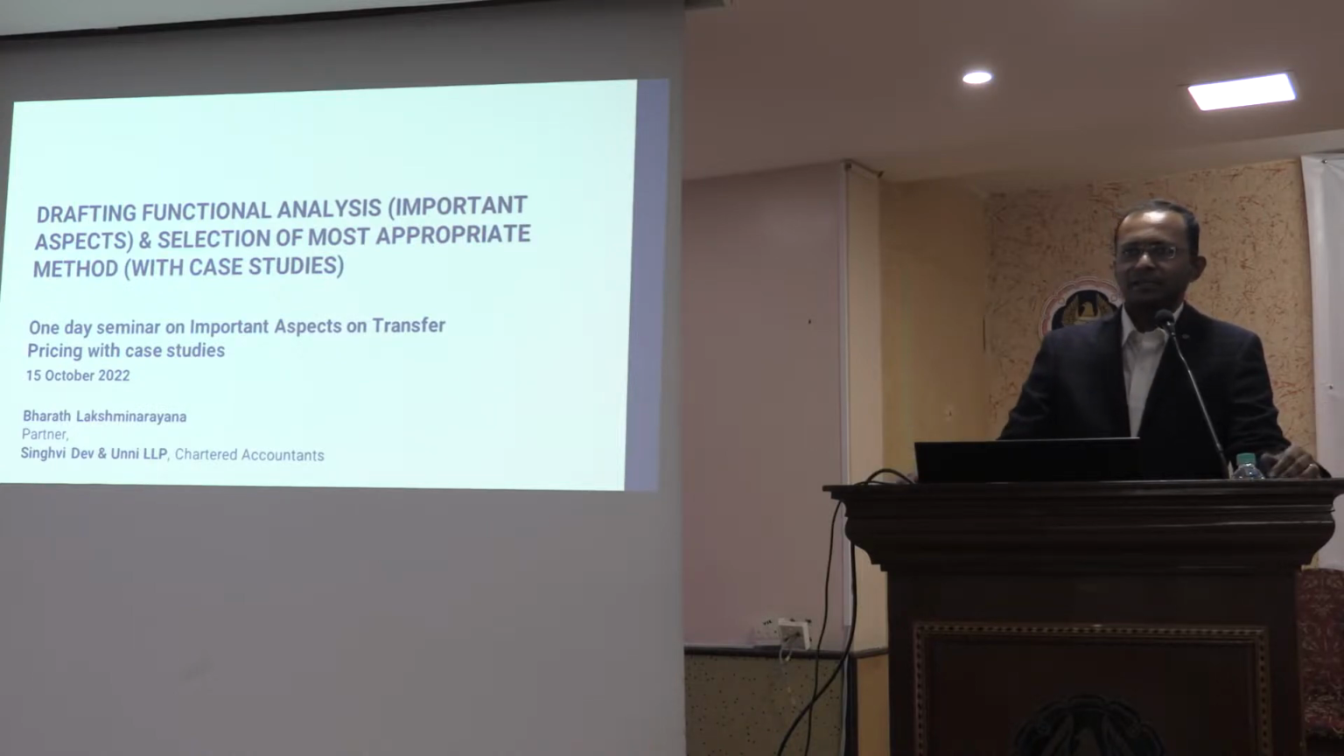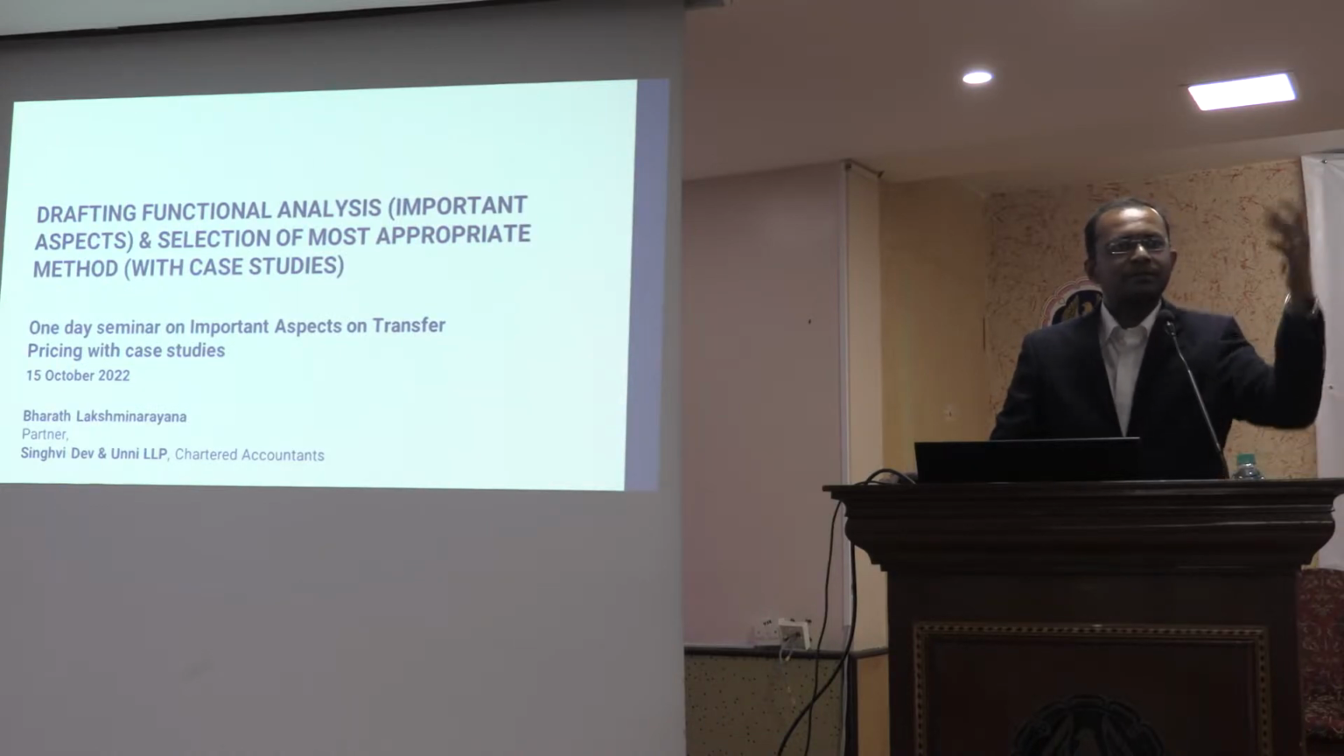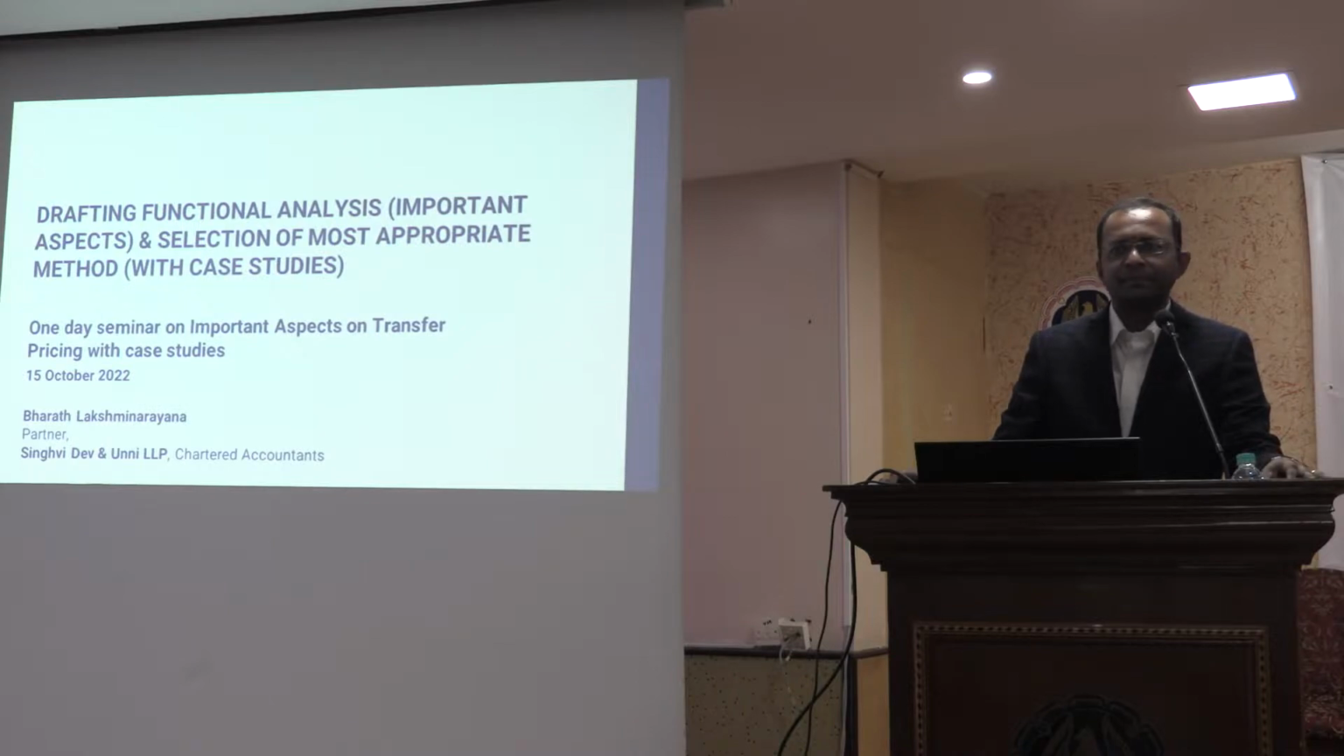So let's take a simple case of a transaction of, say, a US company and its Indian subsidiary, where the Indian subsidiary provides software development services to the US company. Now the international transaction is provision of software development services to the US company. We have to identify the arm's length price of this particular transaction.